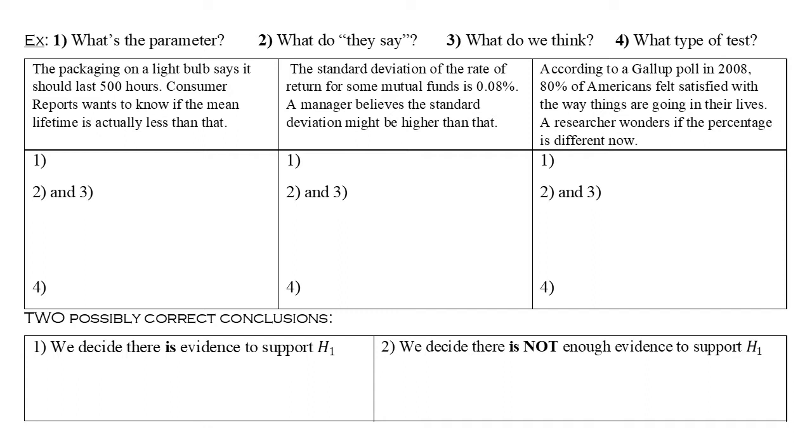So what's the parameter in this case? Well, in this case, we're talking about the mean lifetime of a light bulb. So we're going to be thinking about the population mean. And so our parameter here would be the mean lifetime of a bulb.